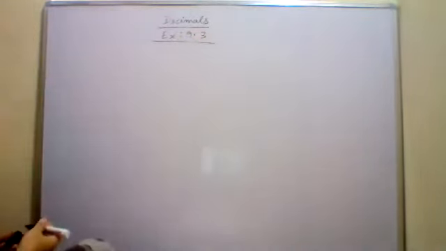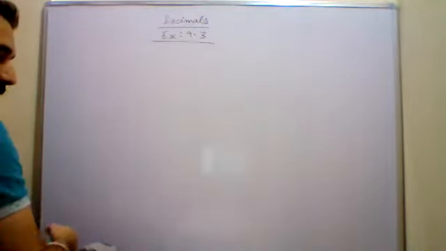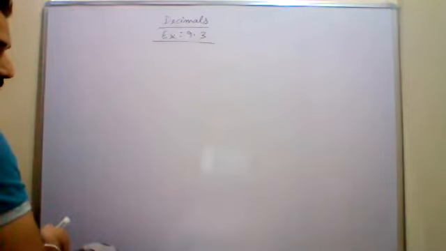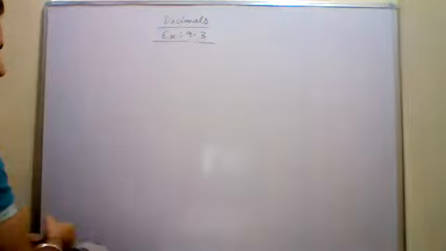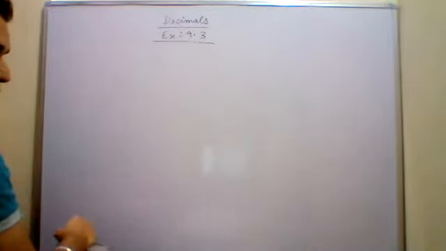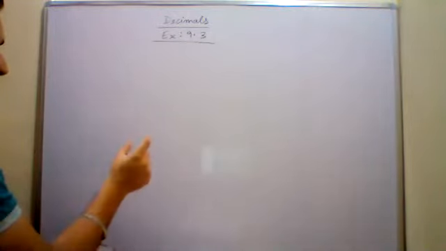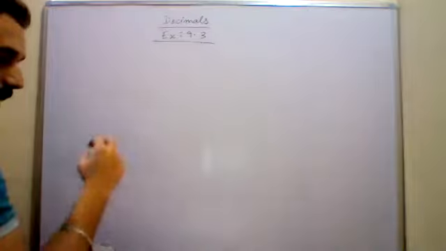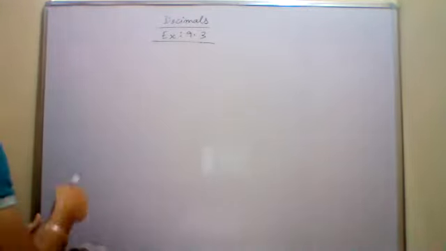9.3. In this exercise, we have to learn how to multiply decimal numbers by numbers like 10, 100 and 1000. So this is what we have to learn in this exercise.